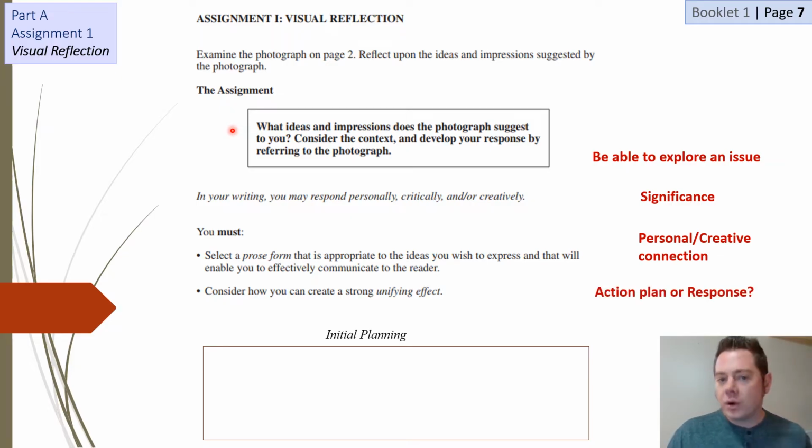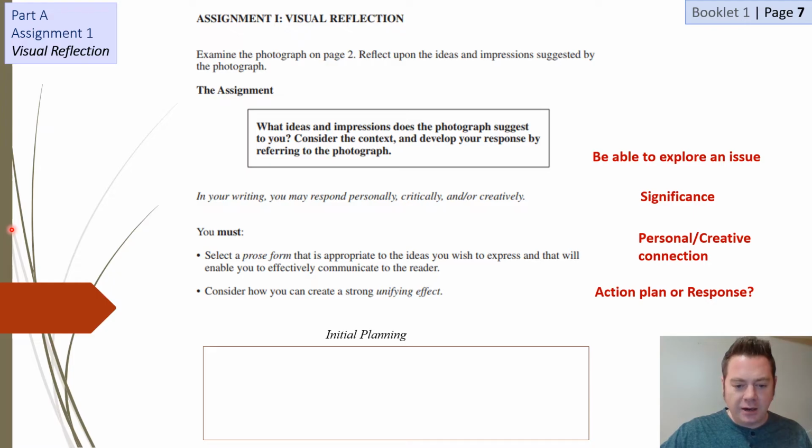And it's important to try to come up with, and you're drawing this out of the significance, is there an action plan or a particular response that you or members of our society or people across the world in general should have in order to respond to this issue?